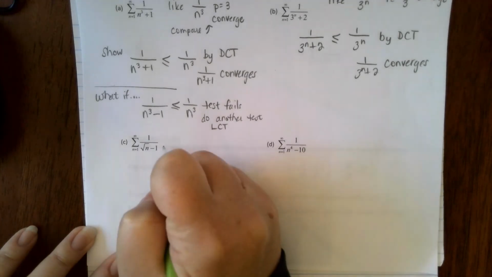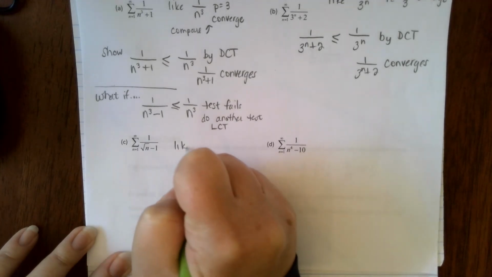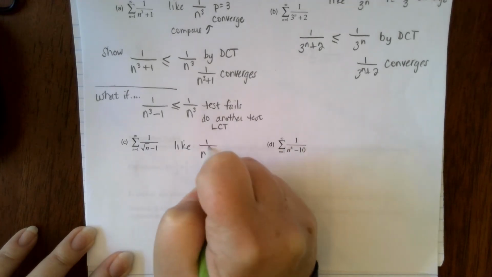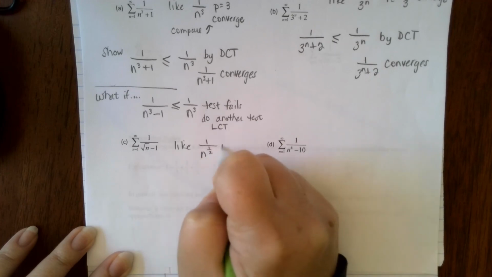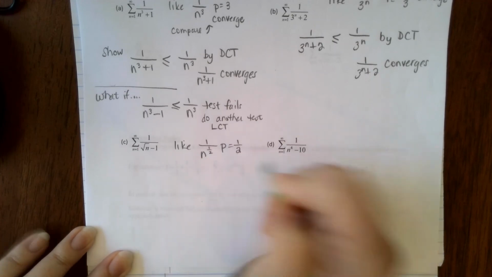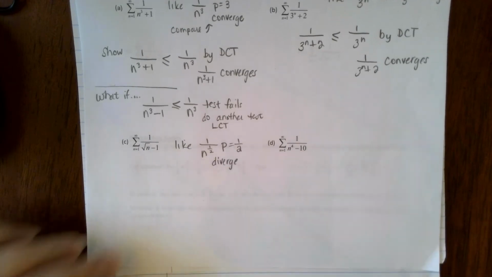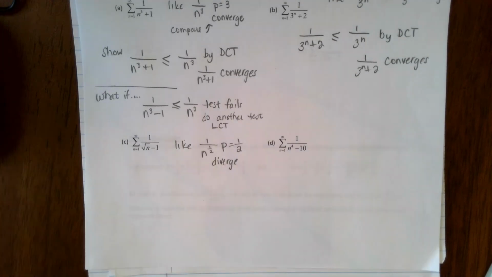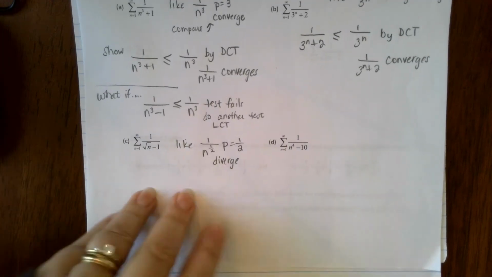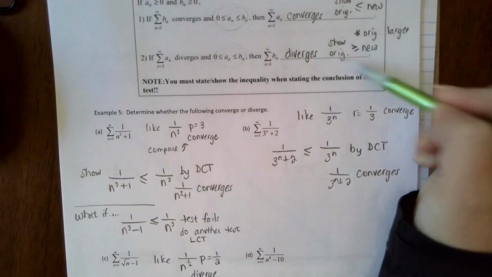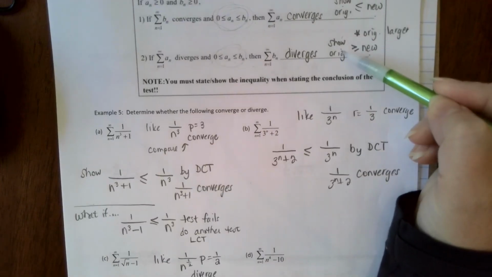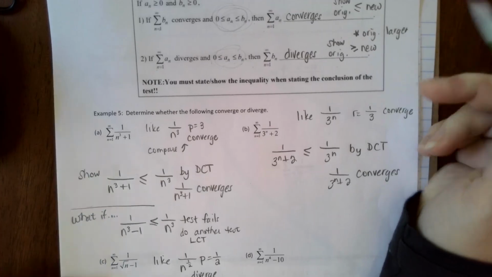I'm going to go with, this is like 1 over n to the 1/2, where p is equal to 1/2. So I'm thinking that this thing is going to diverge. Just like a p-series would diverge, I think this one's going to diverge. Well, we look up at the top. If it's diverging, it says we need to show that our original is bigger than our new one.